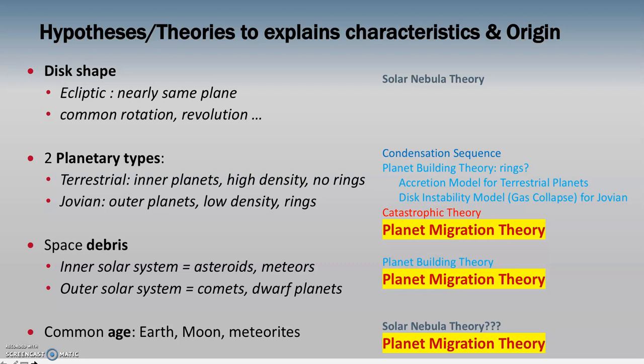But fortunately, we have another theory, and that other theory is planet migration theory. And we are going to be talking about that for explaining the differences in size, the differences in the space debris, and where it's at. And it can also explain some of that common age problem that we've got between accretion and between gas collapse. And that will be on the next video.